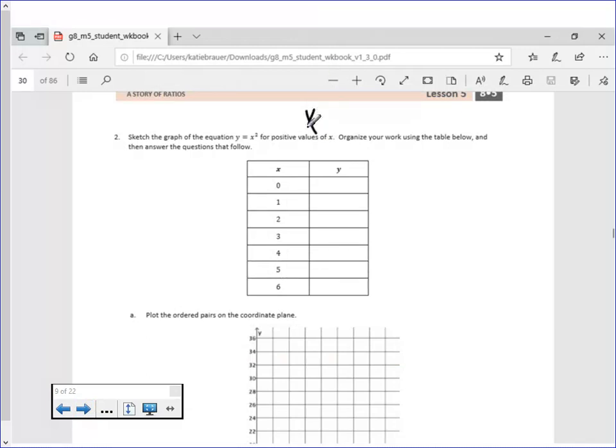This one is y equals x squared. That's the equation for number 2. Everybody needs to be looking at number 2. New equation, it's y equals x squared. We're going to fill out this table to figure out what y is in all of these different scenarios.